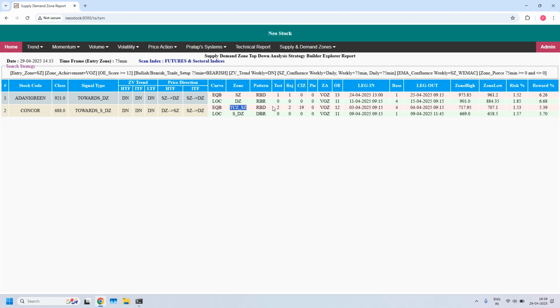That's why these 2 zones are already, see, this one is already tested 2 times. This is already tested once. Maybe recently it might have been tested. In the previous reports, if this stock was there, maybe some of you might have already taken the trade in this stock.